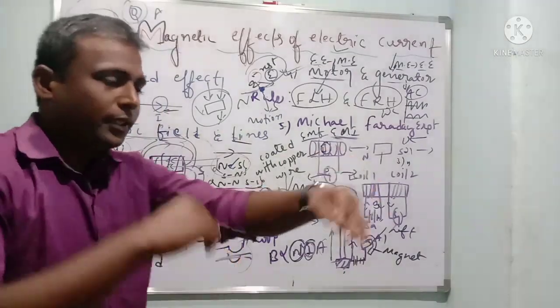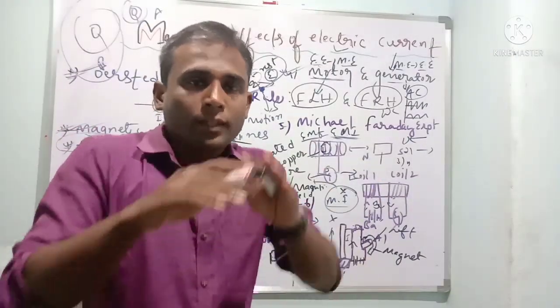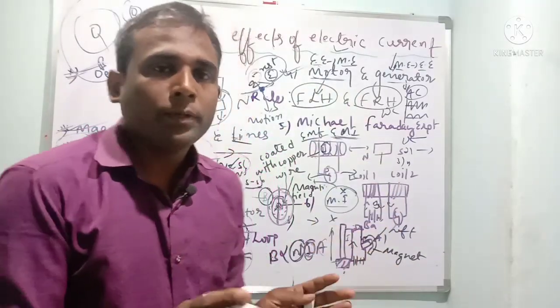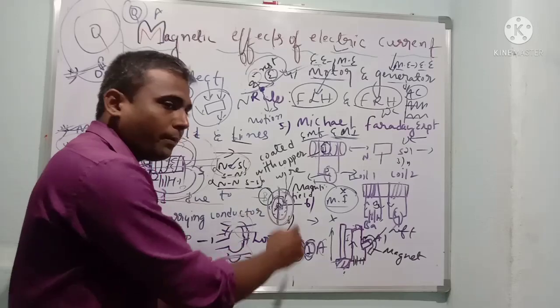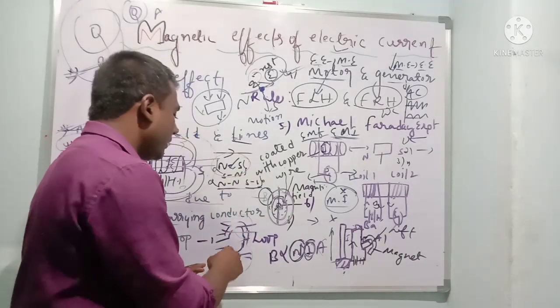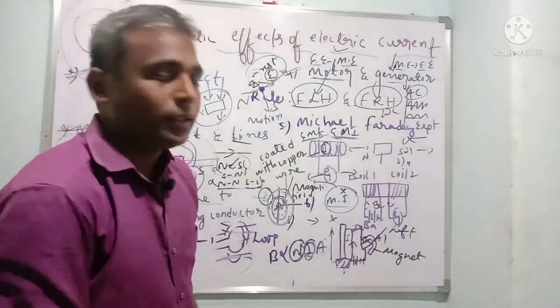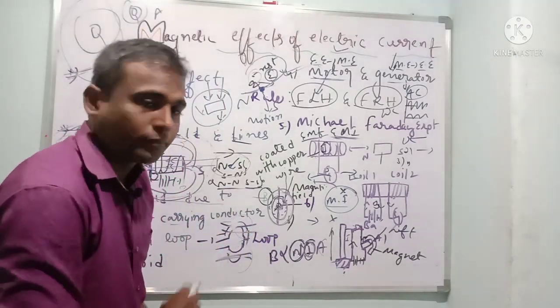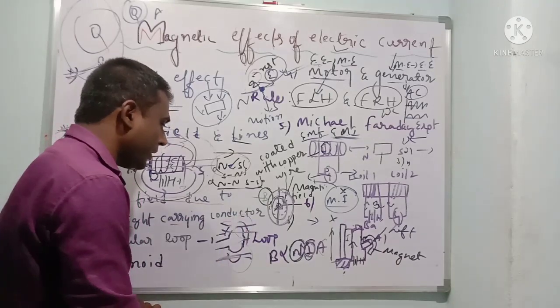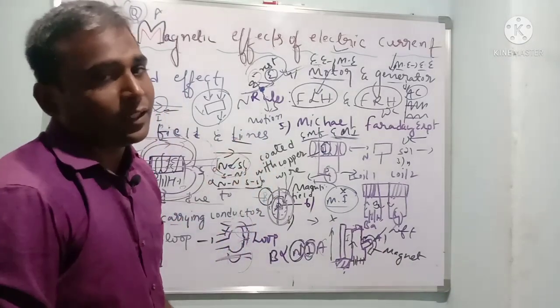If I increase the number of wires, made in the form of a loop and connected to a battery, and again plug the key, you should imagine the things. Then I am going to pass the current, and it produces more magnetic field compared to the previous one. Then what is going to happen here? How can we increase this magnetic field?